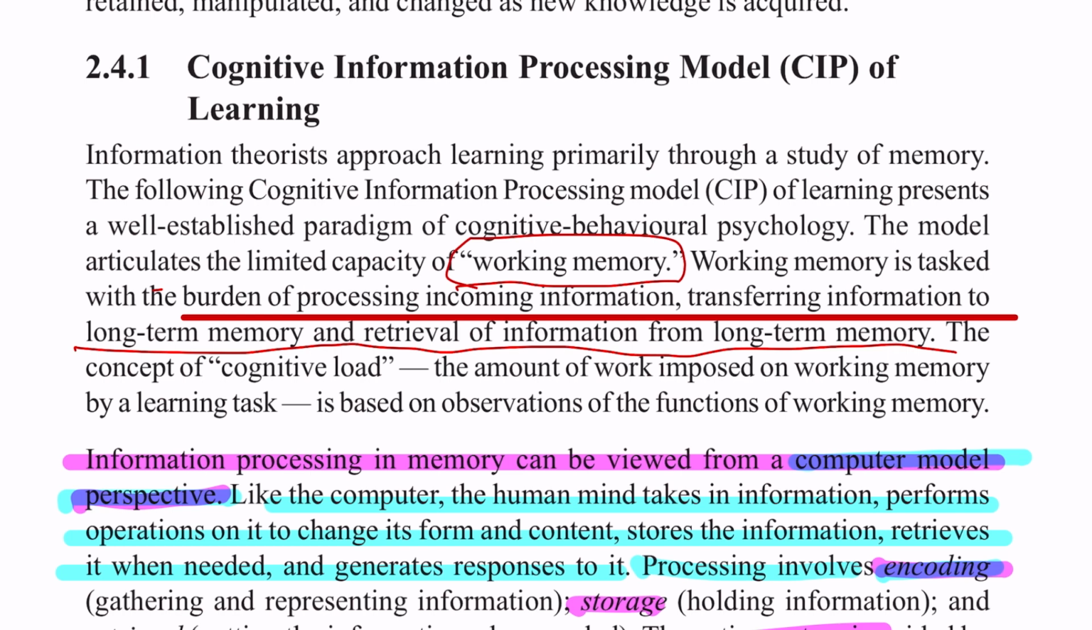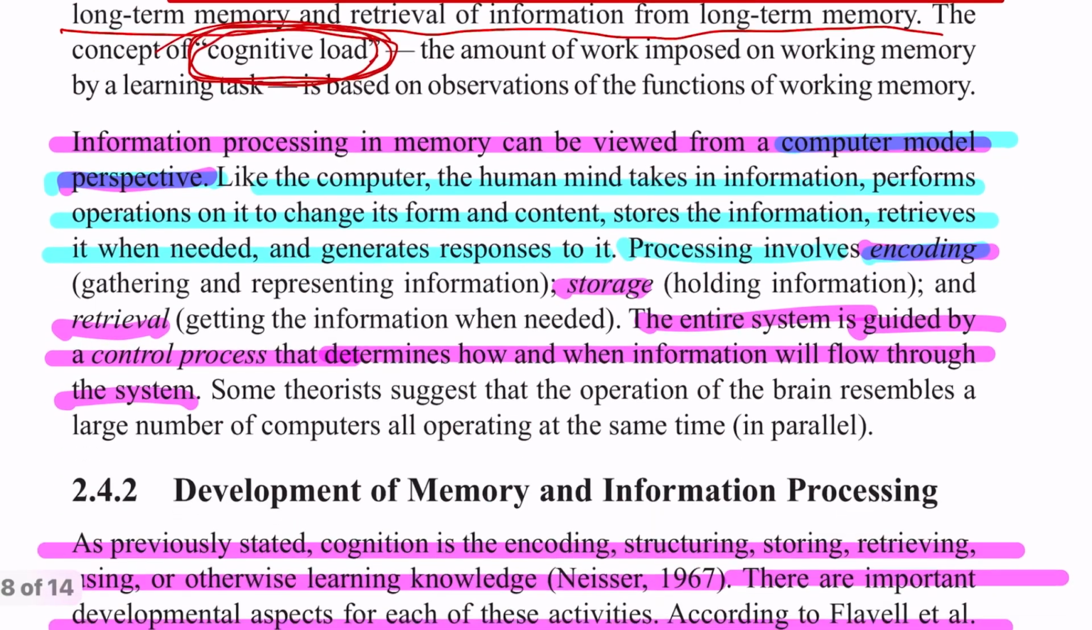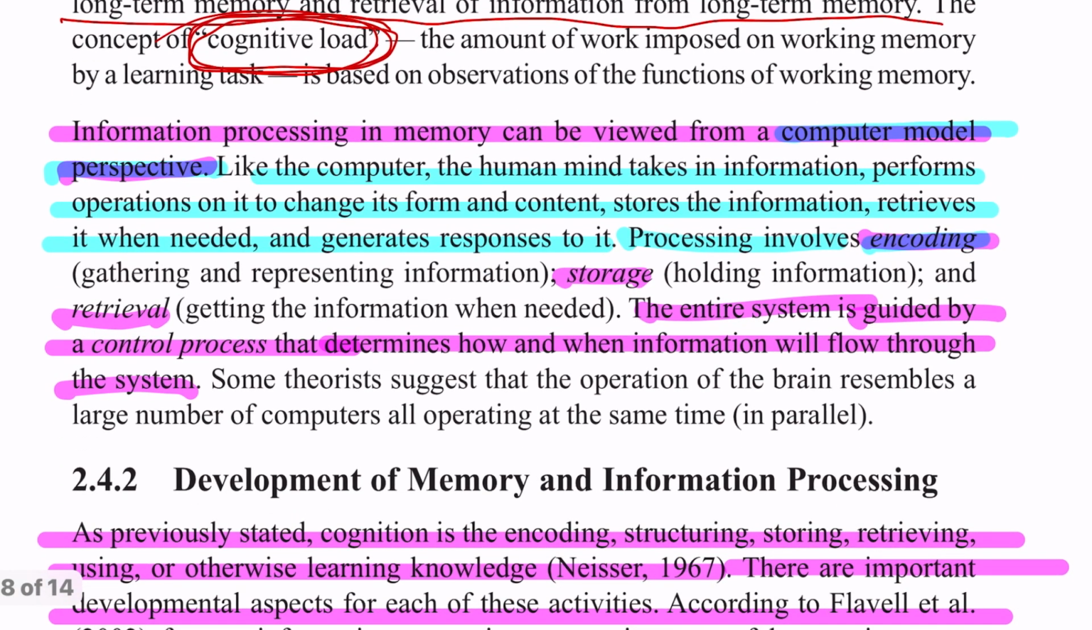Working memory also takes the information from the long term memory that is stored and processes that in the working space, that working memory. So sometimes it becomes too overwhelming or extra, and we call that situation cognitive load. The amount of work imposed on the working memory by a learning task is based on observation of the function of working memory. ठीक है. So that was working memory.